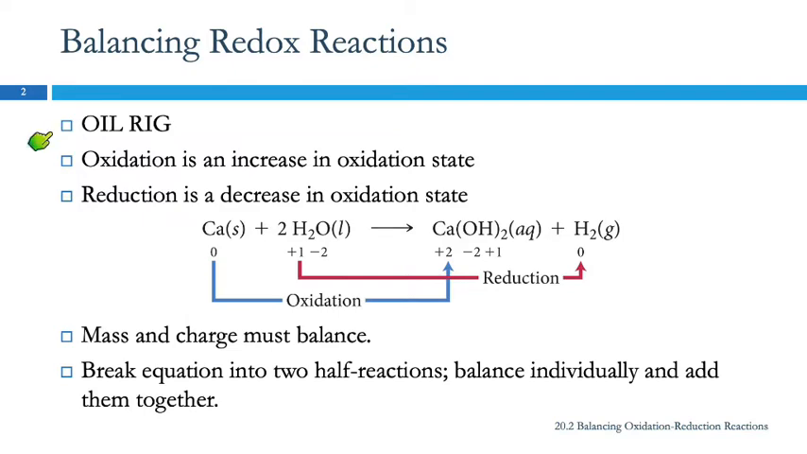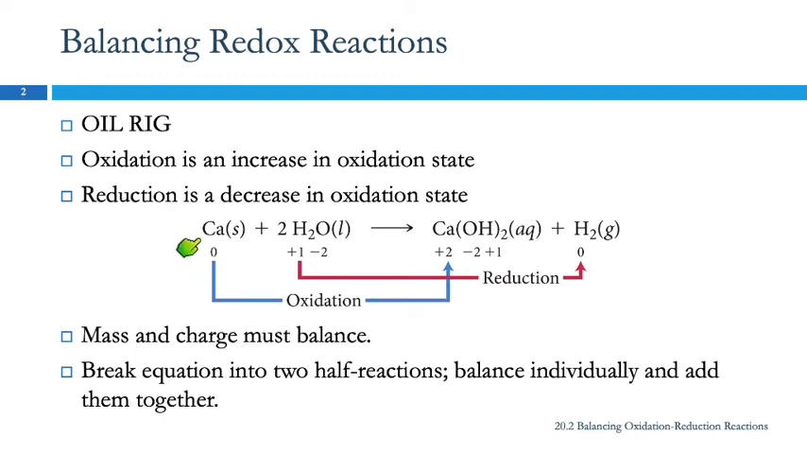A little bit of review here. We have OIL RIG. That represents oxidation is loss of electrons. Reduction is gain of electrons. We can also think of it in terms of the oxidation state. Oxidation is an increase in the oxidation state. Reduction is a decrease, or a reduction, in the oxidation state.